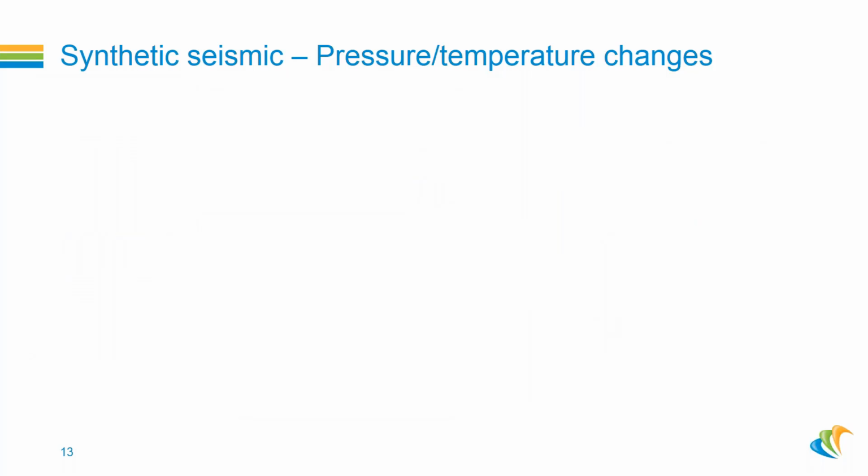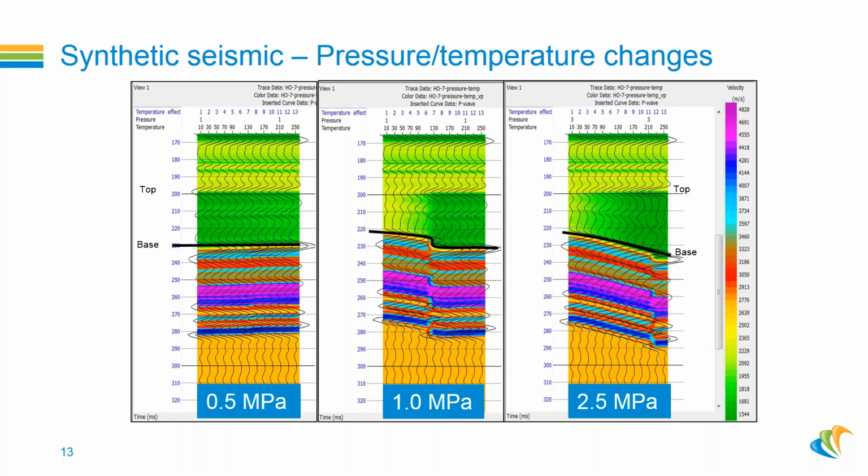We can also create synthetic seismic, for example, to investigate pressure and temperature changes. An example is shown here, which is done in HampsonRussell. This case is creating synthetic seismic data. This is on my reservoir, and the background is the velocity changes. You see that each panel has different pressures, starting from 0.5 megapascal to 2.5 megapascal, and I'm creating synthetic seismic at different temperatures.